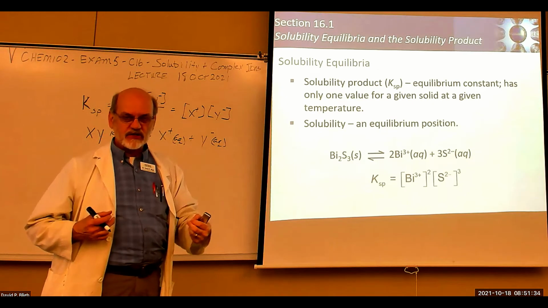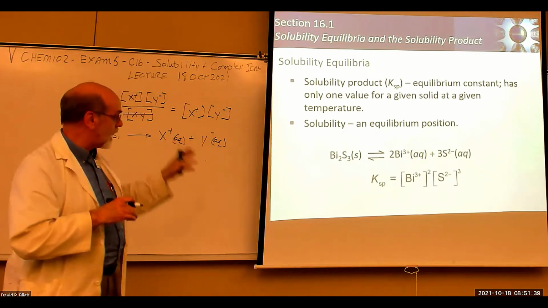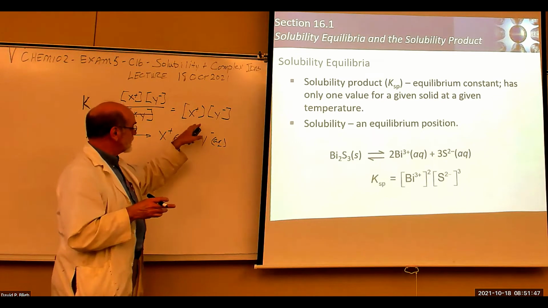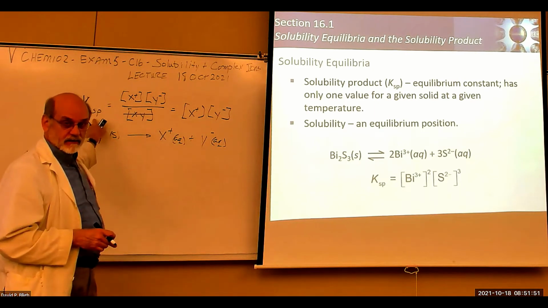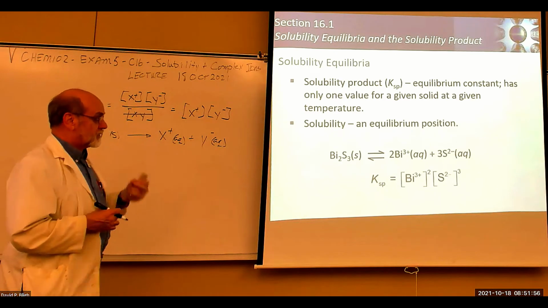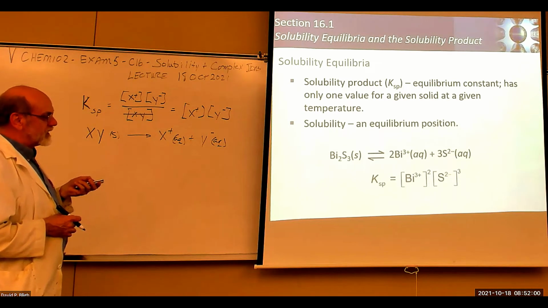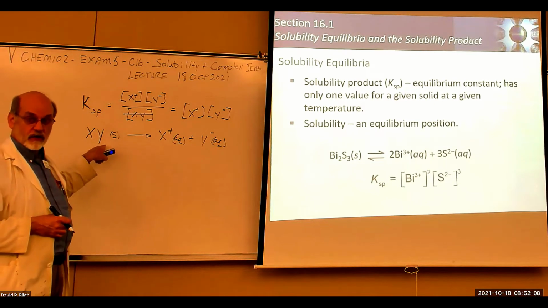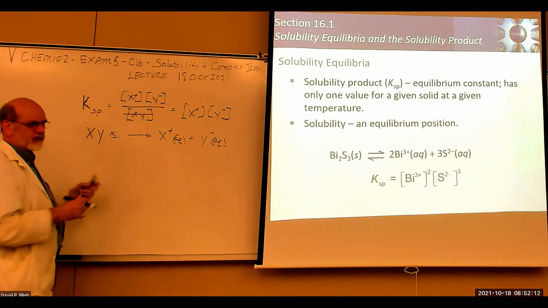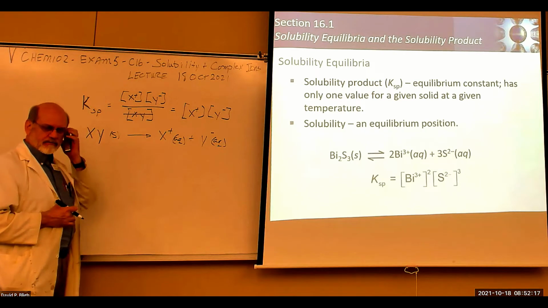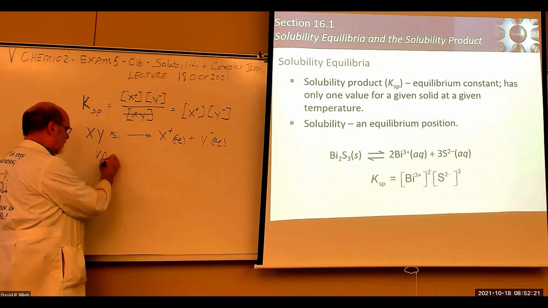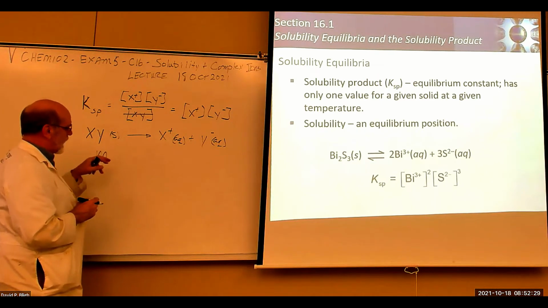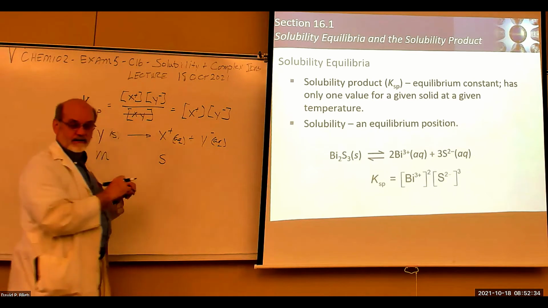As opposed to equilibrium position. Remember that distinction between equilibrium constant and equilibrium position. The equilibrium position can be wildly different, but the expression will always give you the same K if the temperature stays the same. So in this case, the equilibrium position is in terms of solubility. How much of that will actually go into solution? It could be mass per unit volume, but we're going to primarily stick with molarity. How many moles of this will go into solution in 1 liter? And we generally give it a value of S for solubility.